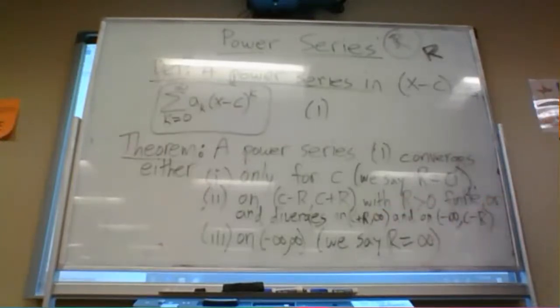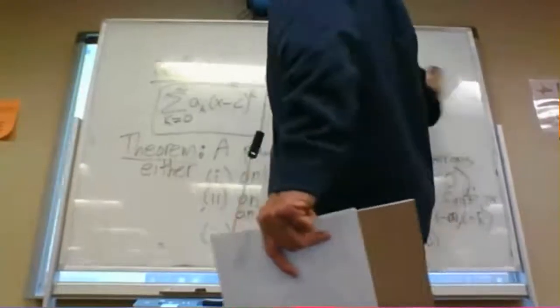And you notice something's left out. What about the endpoints here? What if the point x equals c plus r and the endpoint x equals c minus r? The theorem doesn't say anything about that. And the reason is that sometimes it converges there and sometimes it doesn't. But that's an interesting thing because it amounts to these three pictures.